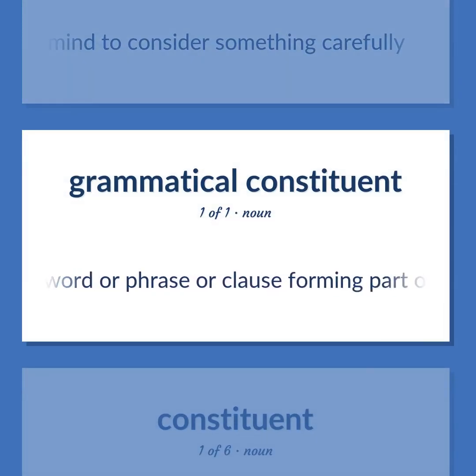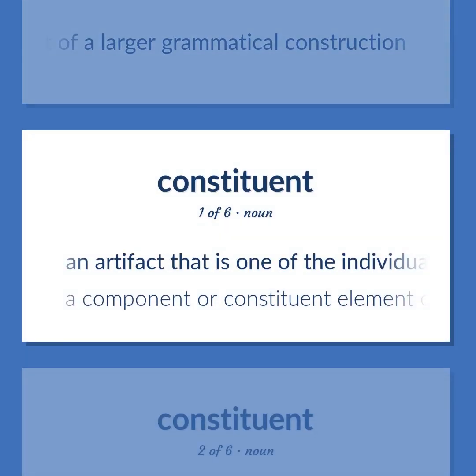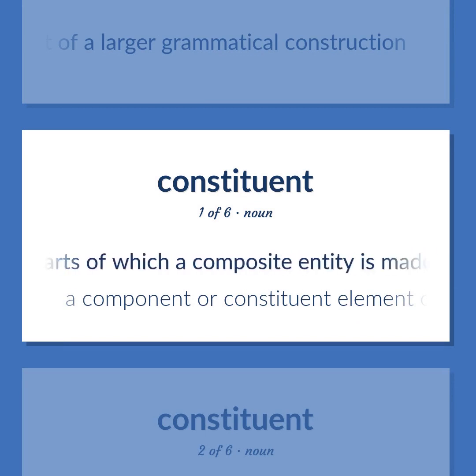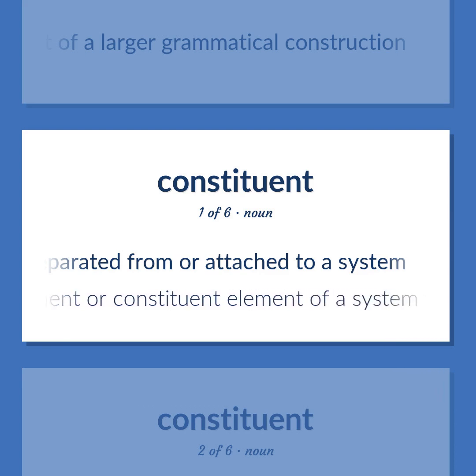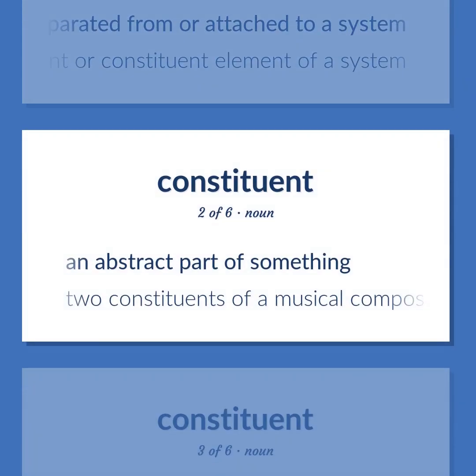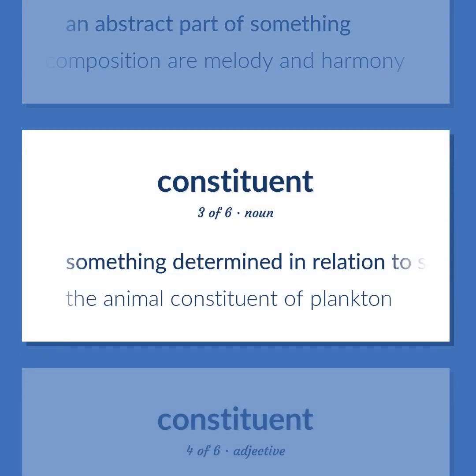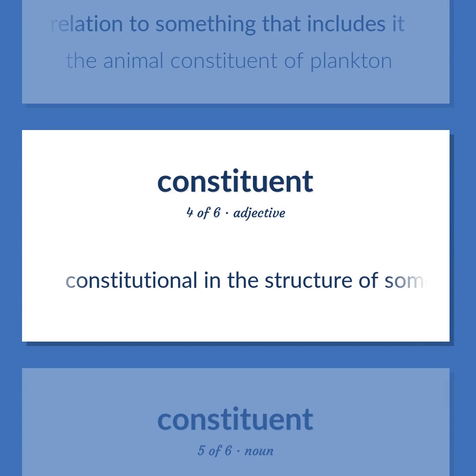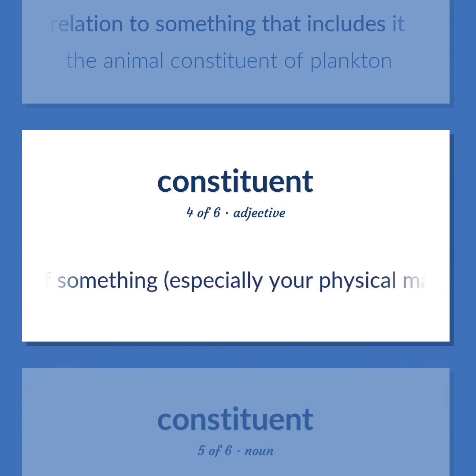Grammar. A word or phrase or clause forming part of a larger grammatical construction. An artifact that is one of the individual parts of which a composite entity is made up, especially a part that can be separated from or attached to a system. A component or constituent element of a system. An abstract part of something. Two constituents of a musical composition are melody and harmony. Something determined in relation to something that includes it. The animal constituent of plankton. Constitutional in the structure of something, especially your physical makeup.